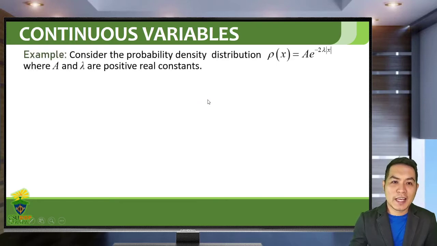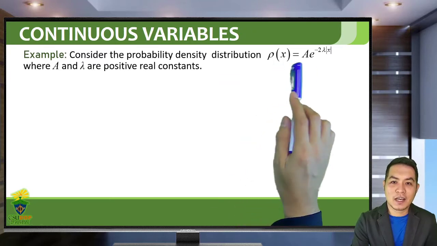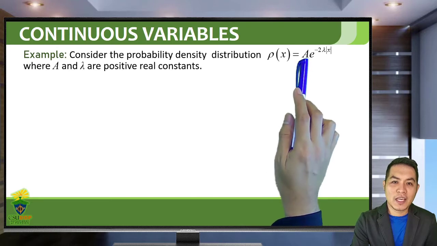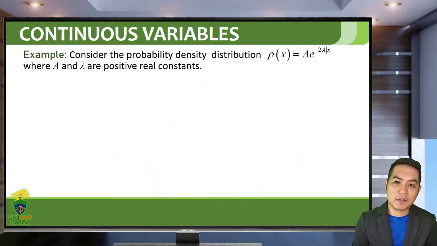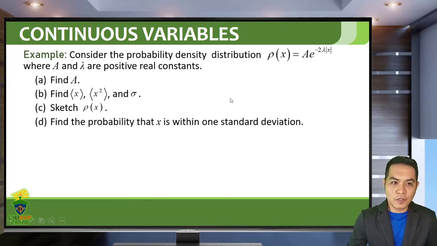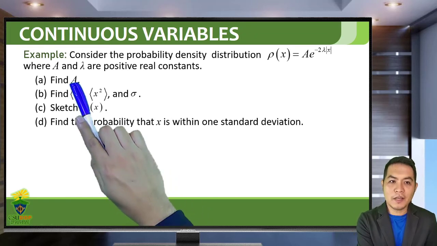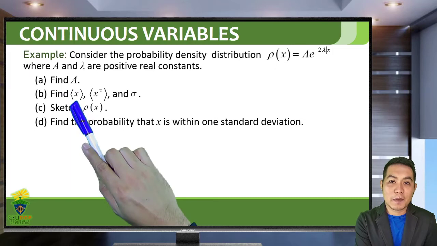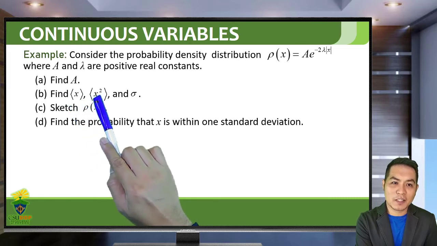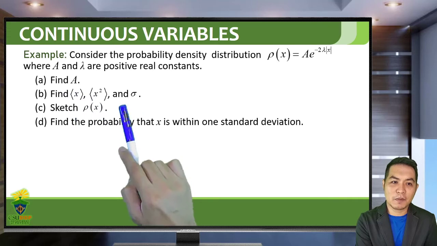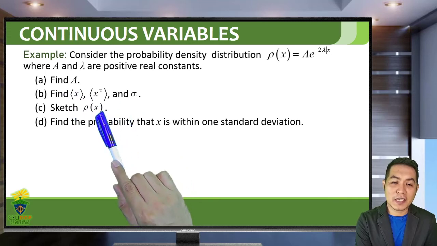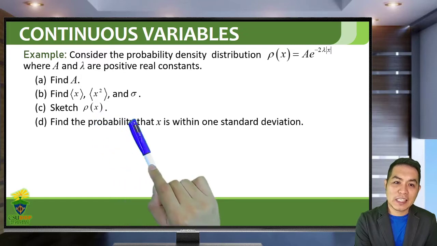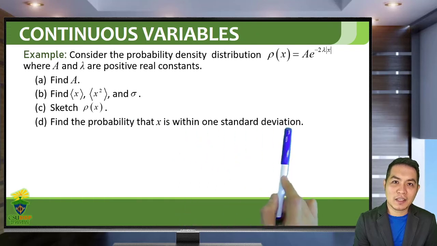Okay, so let's have an example. Consider the probability density distribution given by this expression, where A and lambda are positive real constants. The only variable here is x. You are asked to find the value of A, the expectation value of x, the expectation value of x squared, and the standard deviation sigma, and to sketch the probability density distribution function rho of x, and find the probability that x is within one standard deviation.